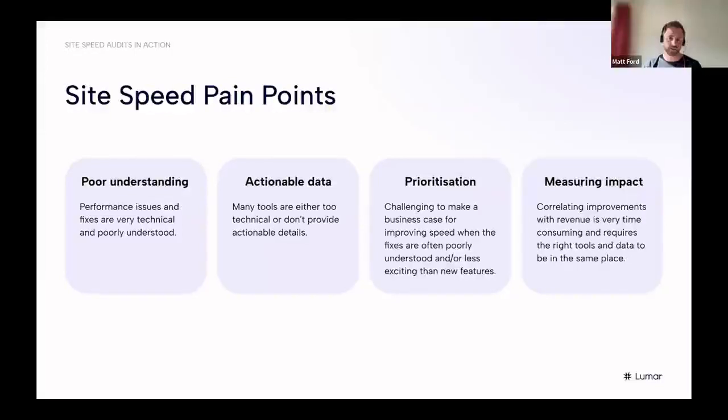Prioritization is always a challenge, but it can be difficult to make that business case when these things are poorly understood. Also, things like refactoring your JavaScript libraries are often not deemed as exciting as that new shiny feature that you're working on releasing, for example. So prioritization can be a challenge. And also measuring the impact. So correlating the thing that you did with the impact of the thing you did.